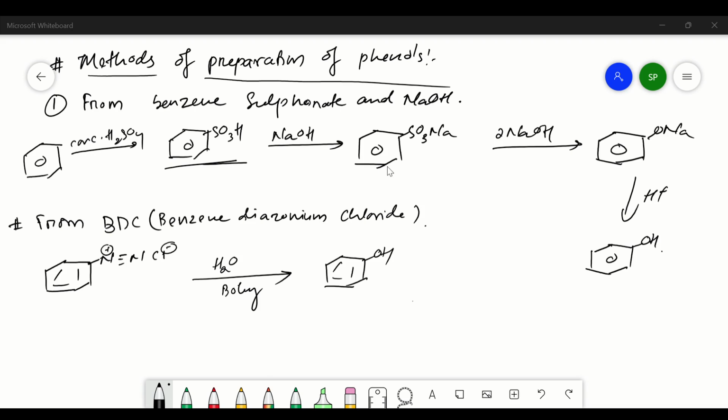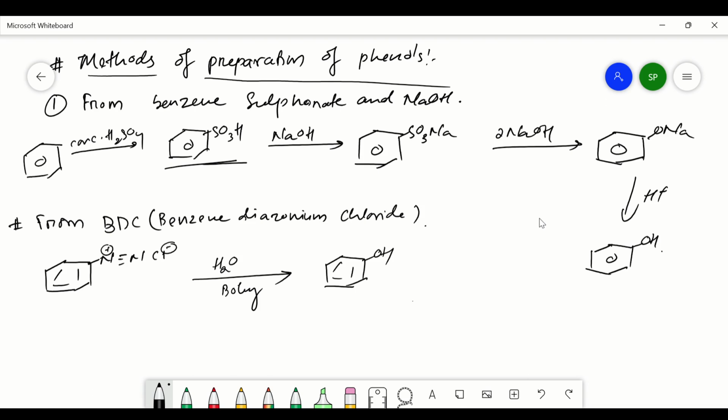Next we will see that there is the presence of a mild acid. In the reaction with water there is the presence of dilute H2SO4, a mild acid, and it produces phenol.